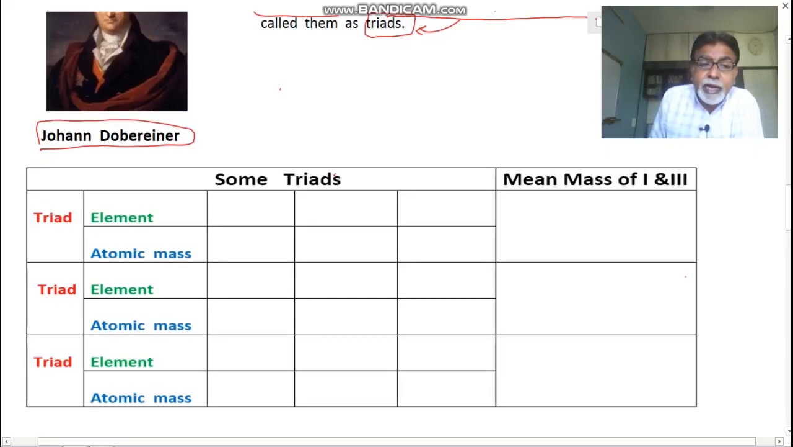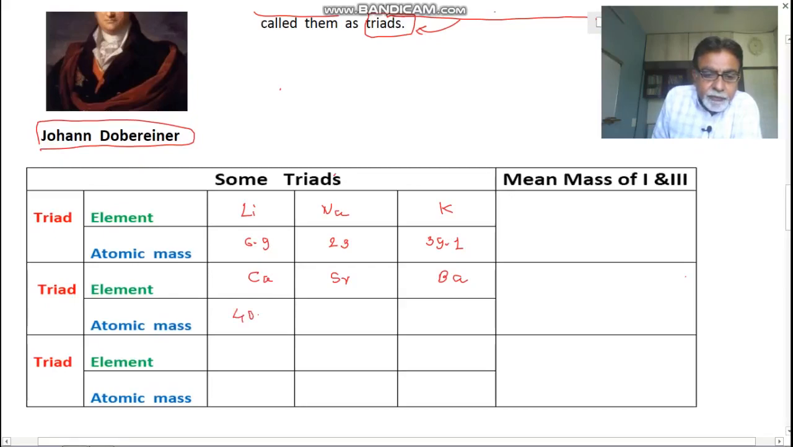The first triad made by Dobereiner was of lithium, sodium and potassium. I am just writing the symbol of the element. Lithium having atomic mass 6.9, sodium having atomic mass 23 and potassium is having atomic mass 39.1. Again we will take the second one, calcium, strontium and barium. Atomic mass of calcium is 40.1, that of strontium is 87.6 and that of barium is 137.3.